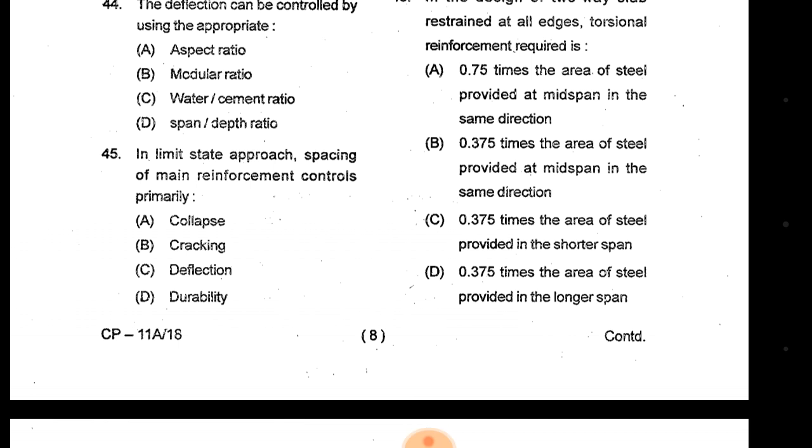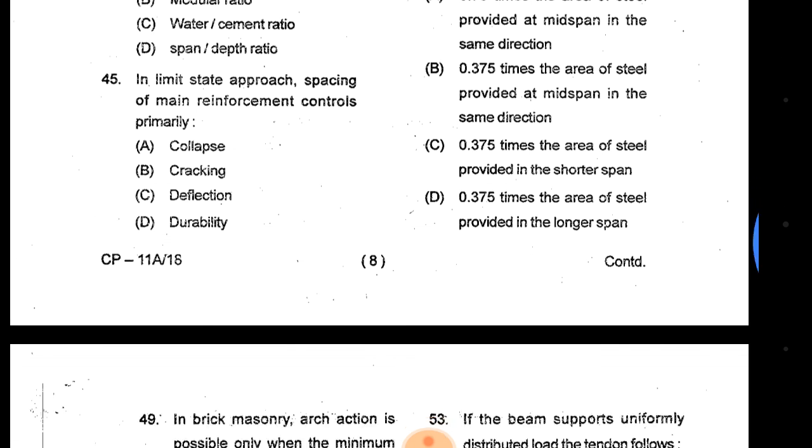We have already completed part 1 and part 2 of the Odisha Public Service Commission OTET lecturer paper. Today, part 3. Question number 45.